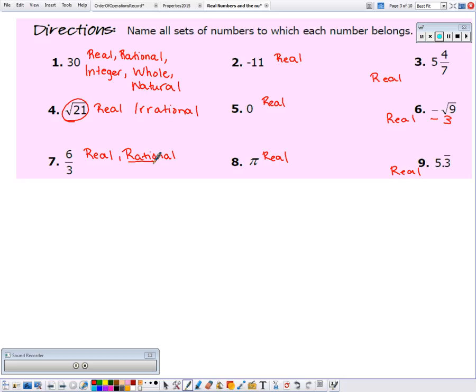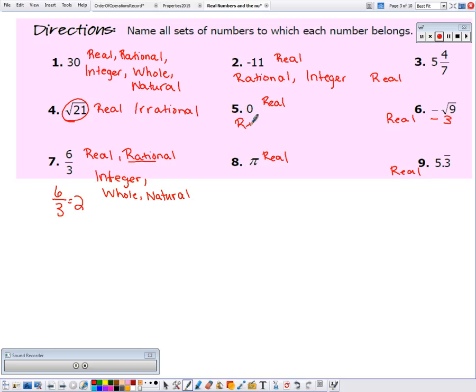The keyword there is ratio, so it can be written as a ratio. 6 to 3 is a ratio. Is it an integer? Well, 6/3 is 2, so that's an integer. It is whole and natural. What about -11? -11 is real, that's rational. It's an integer. Is it a whole or natural number? It's negative, so it's not.